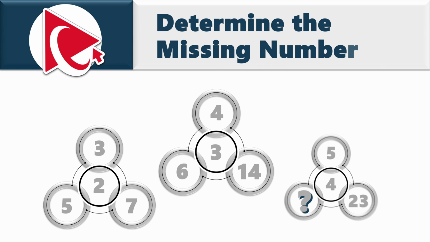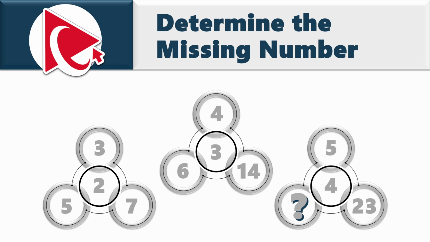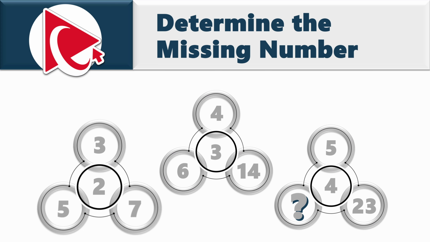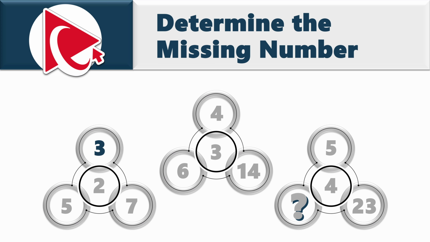You are presented with unusually looking but very cool 4 circle shapes. There are 3 groups of 4 circle shapes, and each shape inside this group has a number inside. In the first shape, the numbers are 3, 7, 5, and then number 2 in the middle. In the second group, the numbers are 4, 14, 6, and then number 3 in the middle.